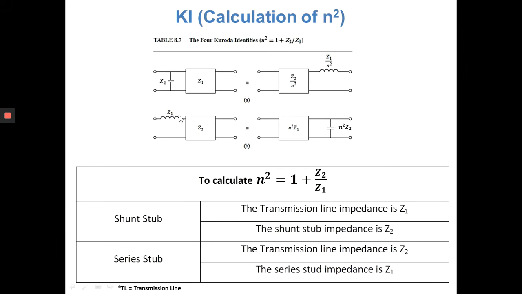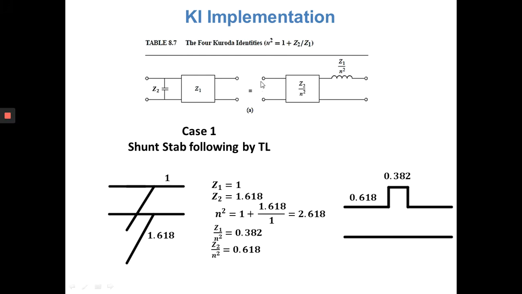So if you change it around, and if you are confused between this calculation, then you will have an inaccurate n square, which will lead to inaccurate values of your filter. So let's go to the next slide. Now we give a real demonstration on how this can be implemented.